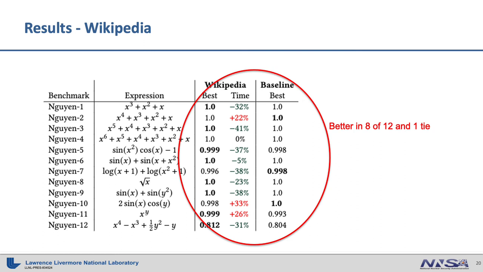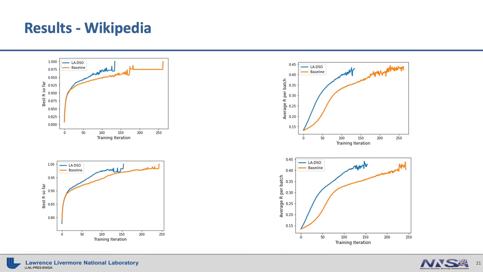Another effect that we could observe in most of the experiments in which our model performed better is that LADSO accelerated the learning speed. You can see in the left graphs, which show the best sequence found so far, our proposal is able to learn the best sequence very quickly and much faster than the baseline. Also, the average quality of the samples for each of the batches is better, as we can see in the right graphs. And this helped the learning agent to learn faster.